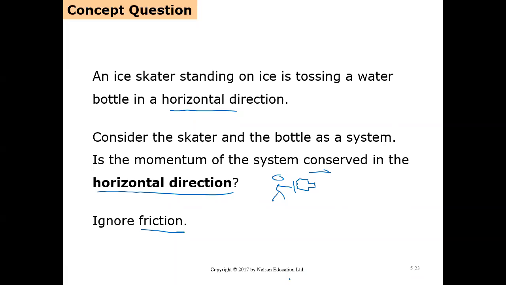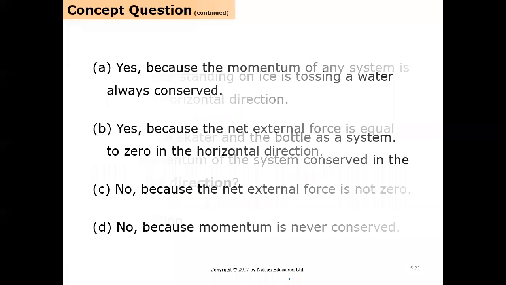They are internal forces. They cancel. That doesn't matter. Internal forces, there can be any amount of internal force. They come in pairs, they will cancel each other. You only have to worry about external forces. So in the horizontal direction, there are no external forces. So in the horizontal direction, the momentum will be conserved. Okay, so that's the answer.